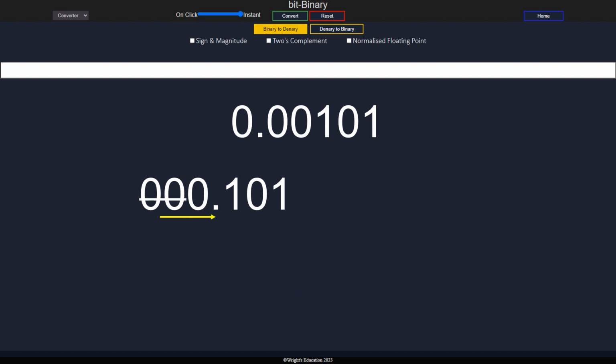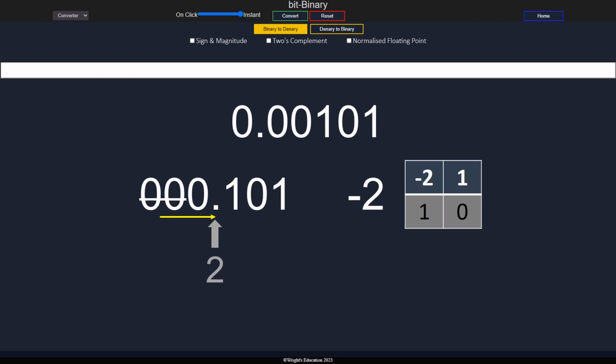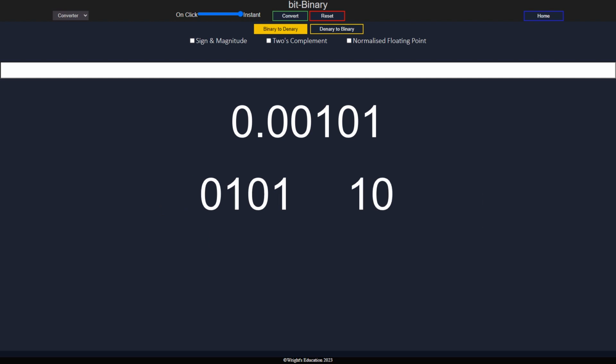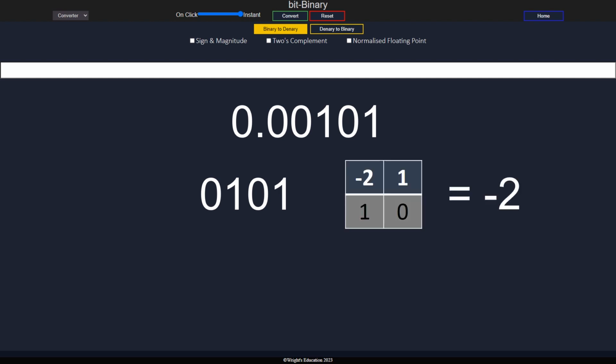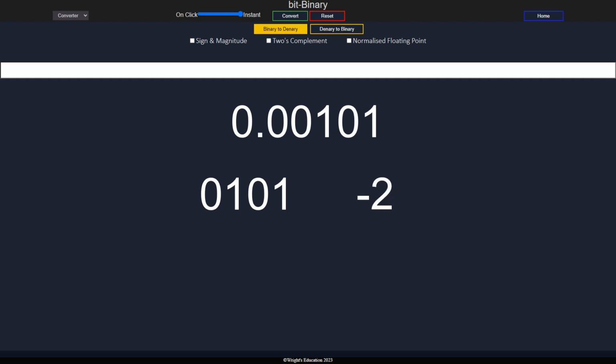We can now count the number of places we've moved the floating point, and remembering that the exponent is negative, we convert it into binary using 2's complement. If we double check, we can convert the mantissa using 2's complement, giving us negative 2. And knowing that the normalized floating point is in the second position, we move it 2 places to the left by inserting 2 zeros after it.